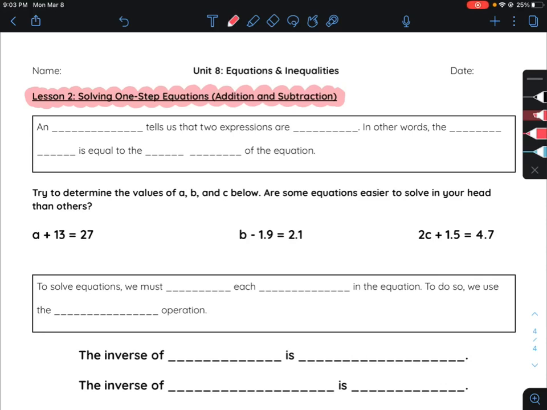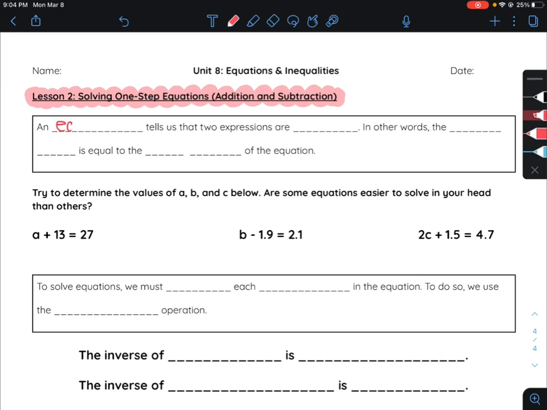For lesson 2, we'll be talking about solving one-step equations. And these equations specifically involve addition and subtraction. When we get to some later lessons, we'll talk about one-step equations that have multiplication and division.